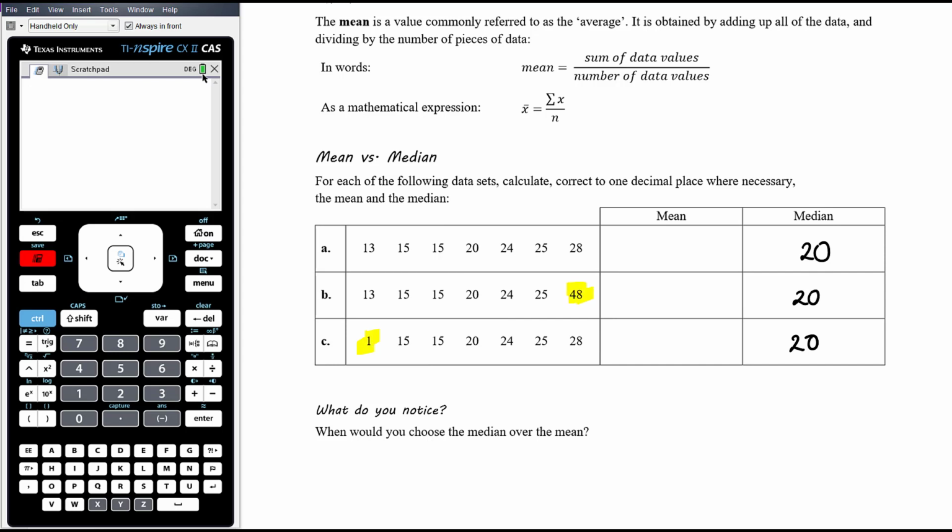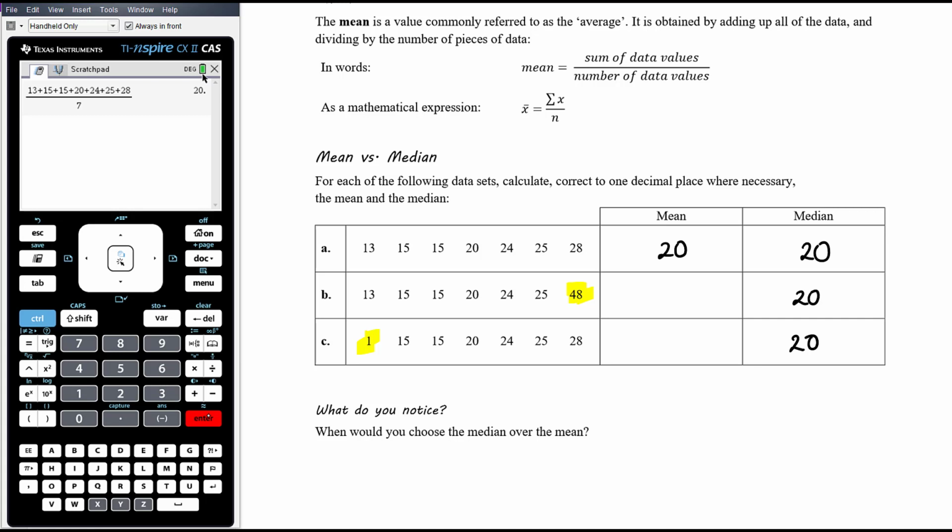The mean, however, let's calculate that. So let me press control divide to bring up a fraction template. I'm going to add up my data values on the top: 13 plus 15 plus 15 plus 20 plus 24 plus 25 plus 28. And dividing by, what have we got? 7 pieces of data. Control Enter to get a decimal. Okay, so in this instance, the mean and the median are the same.